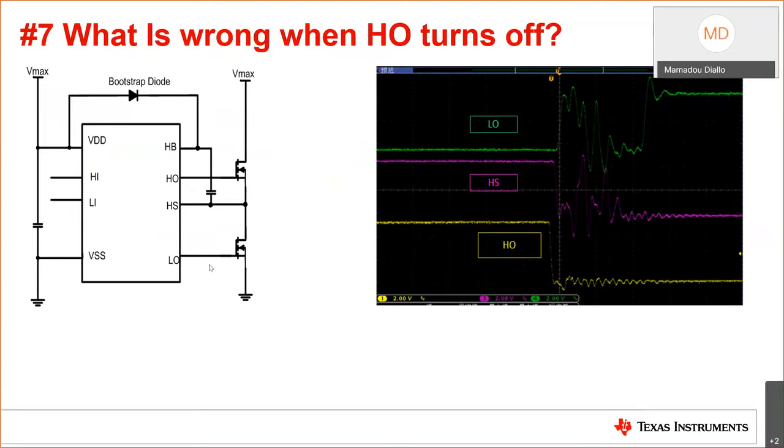Here are the answers. Looks like 23% of you picked option C, overshoot on the HS pin, which is absolutely correct. And also option B, false logic on LO. If you notice, LO initially goes high and then essentially saturates back to 0 volts, whereas when HO is turning off, you notice the HS also overshooting up to the gate drive voltage range.